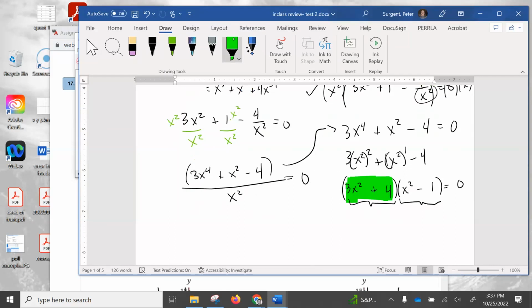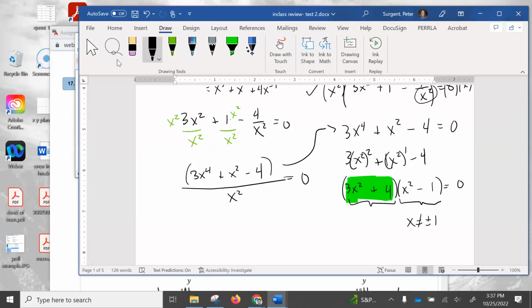And when I say always positive, I don't mean non-negative. Non-negative includes 0. Always positive is always greater than 0. So it cannot be 0, unless the 3 were negative. So that has no solutions. And, of course, this guy has 2 solutions at x equals plus or minus 1.